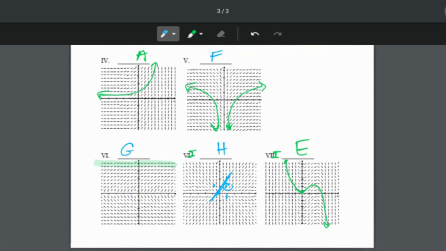So a lot of thinking goes into this. It is kind of tedious, but hopefully not too bad.